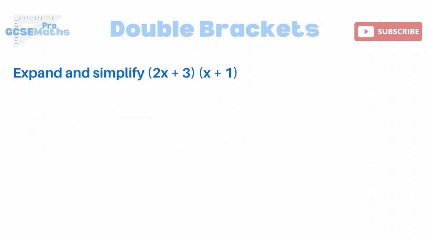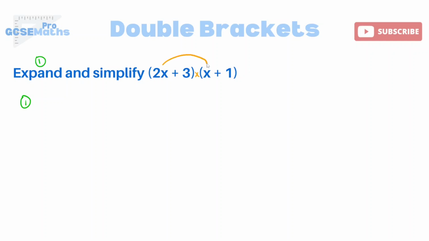Okay, feel free to pause the video, give this one a go yourself. As you can see, we have got a 2x in the bracket, but just multiply it in the exact same way. Just think about how you'd normally multiply a 2x and an x together. So step 1, expand, which means multiply.